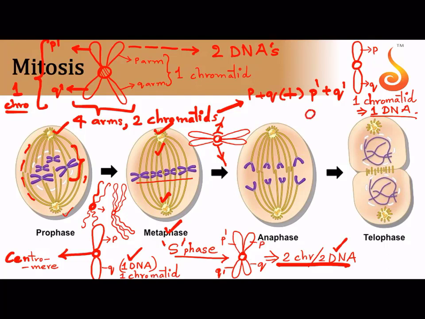Now see what is happening in anaphase. I told you that the chromosome gets attached to the spindle fiber. Now notice in anaphase, the centromere is splitting. So what will happen? P and Q will get separated from P dash and Q dash. That means the sister chromatids, we can call these two chromatids sister chromatids because they are copies of each other. How did the sister chromatids get separated? By the splitting of the centromere. Now this splitting of the centromere resulting in the separation of sister chromatids is what we see in the case of anaphase.